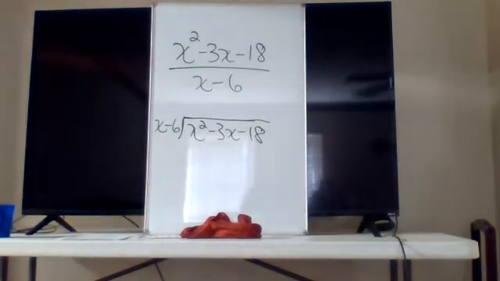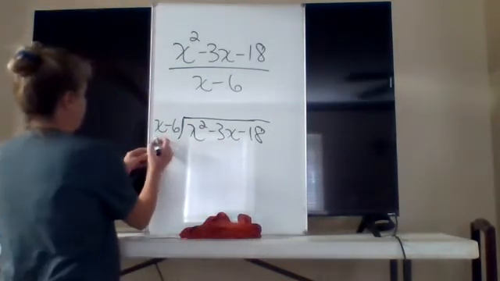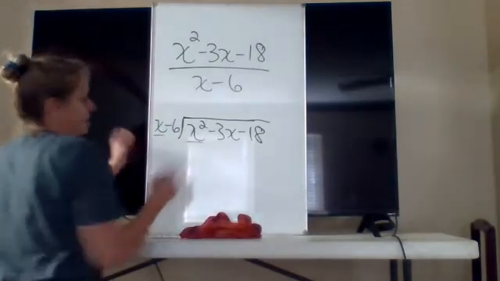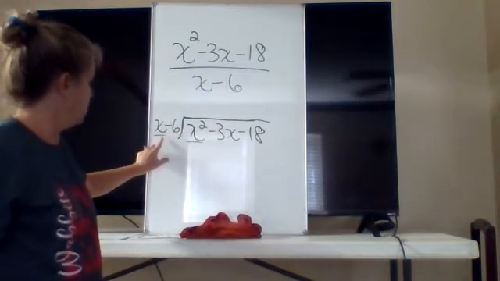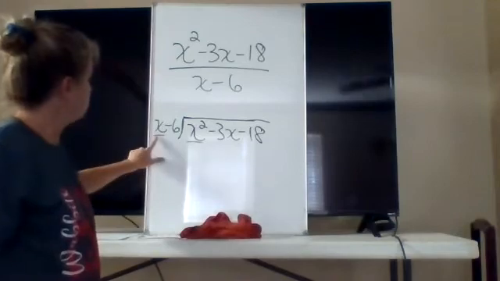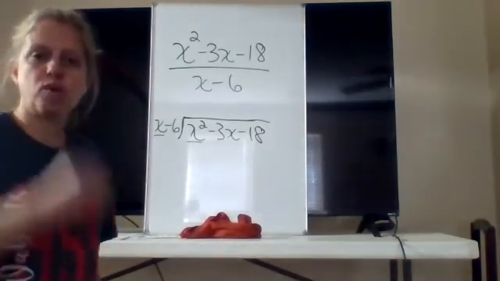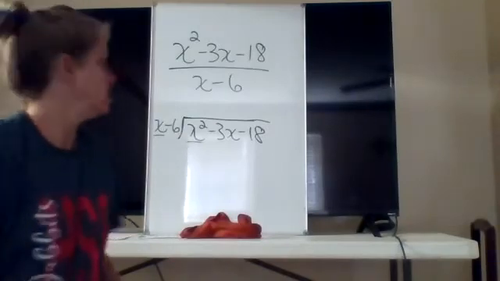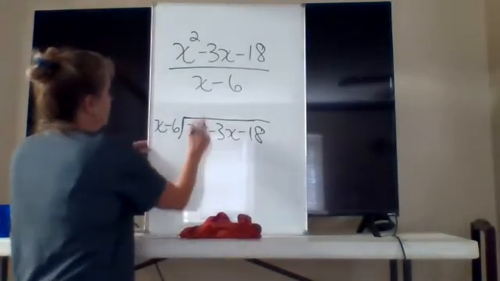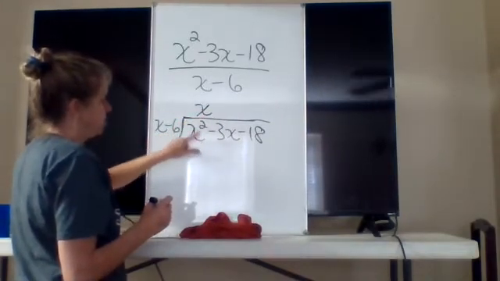Okay, so now the first step that we're going to do is we're going to look at two things. We're going to look at these two terms right here, this term and that term. So the x and the x squared. What we're going to say to ourselves is, what do I need to multiply x by to make it x squared? What do you multiply x by to turn it into x squared? X times x, right? So what you're going to do is you're going to put that up here. X times x will give you this x squared.